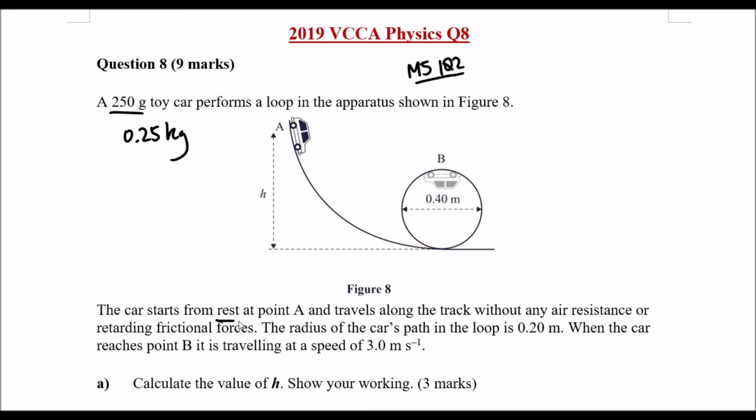The car starts from rest, so it has an initial velocity of 0 at A and travels along the track without any air resistance or retarding friction force, so there's no friction. The radius of the car's path on the loop is 0.2. When the car reaches point B, it is traveling at a speed of 3 meters per second. So u here is 0, velocity here is 3.